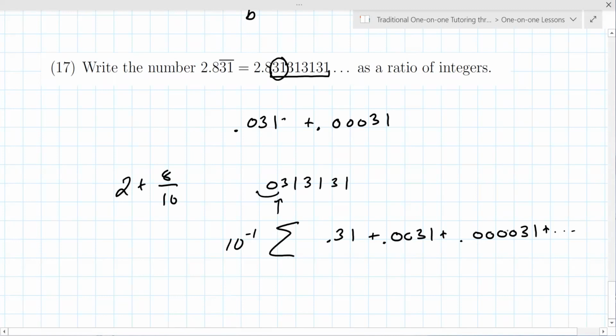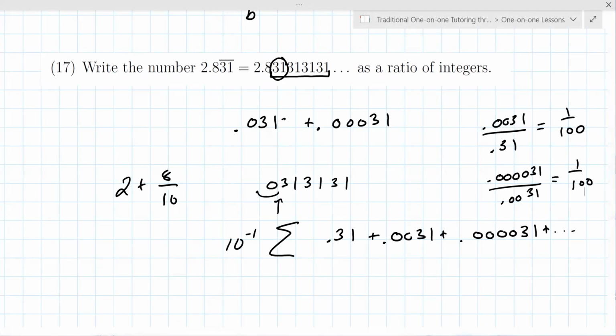Well, if you take 0.0031 and divide by 0.31, I believe you get 1 over 100. And then if you do the same thing, 0.000031 over 0.0031, you also get 1 over 100. Let me just double check that.